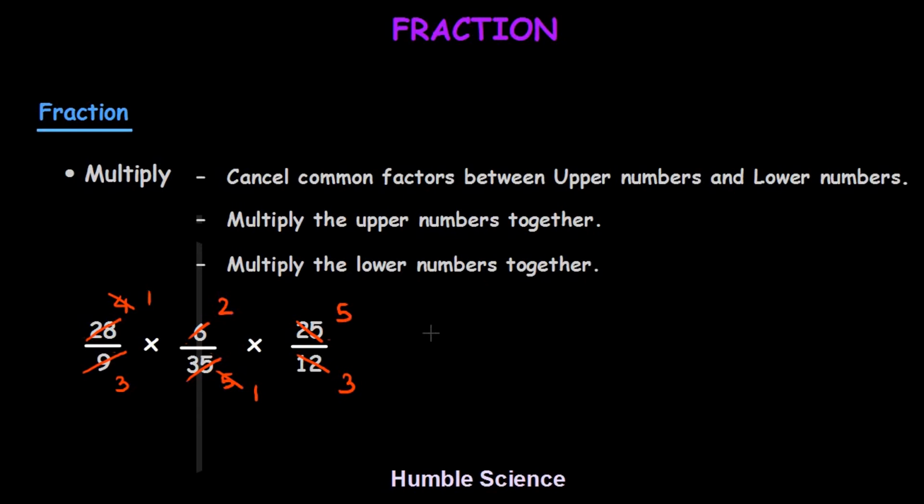Now we can multiply all the upper numbers together, and it will be 10. And multiply all the lower numbers together too, and we will get 9. So 10 over 9 is the answer here.